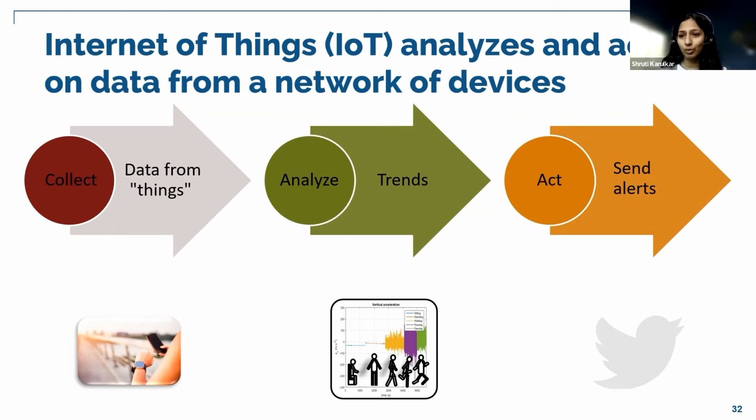Let me give you a quick example of IoT at my home. I have a Nest thermostat set up in my living room. If the temperature of the room goes above 80 degrees, I get an email. Now, sending an email is the act part of IoT workflow.